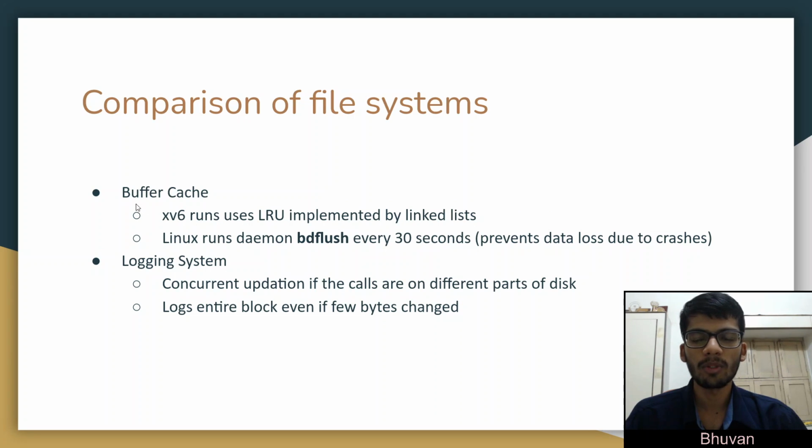So for the different components of the file system, the buffer cache is one. xv6 uses an LRU replacement policy implemented by linked lists, but Linux uses more complex policies and also has an efficient implementation of that. And the logging system of xv6 does not allow concurrent updation. And there are some more issues. Linux takes care of all these things.